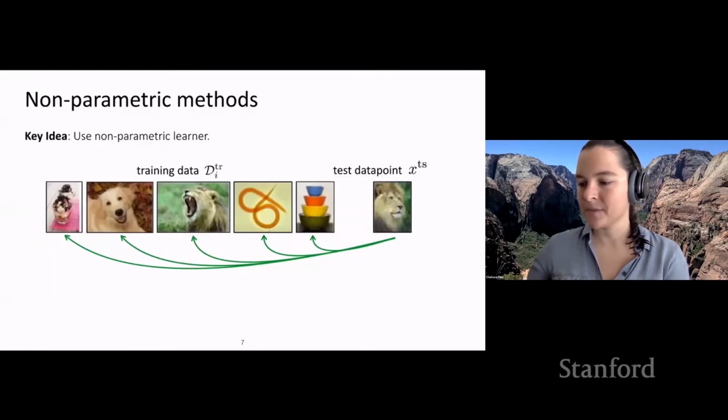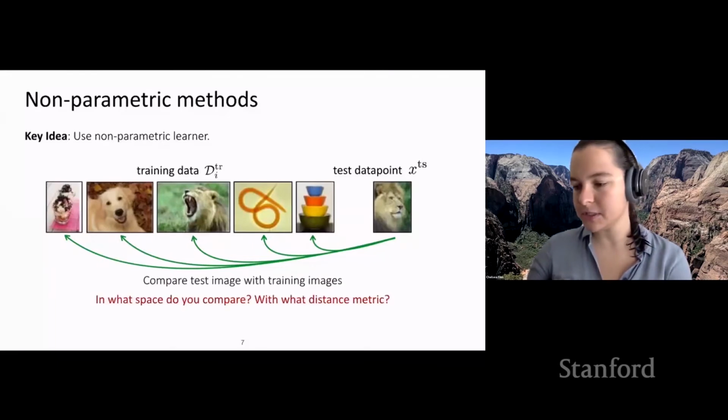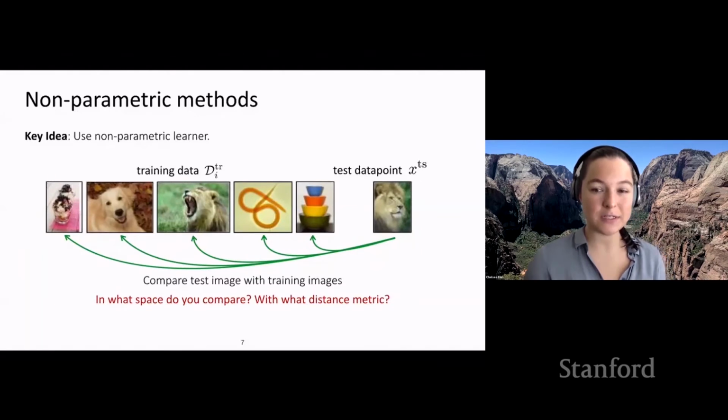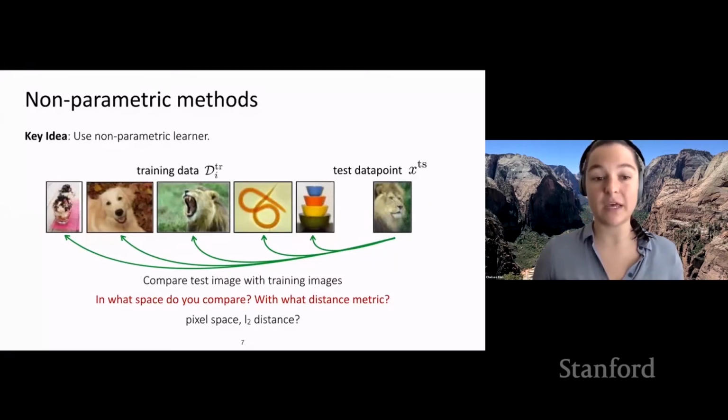Now, the idea is that we're going to be comparing our test image with our training images. An important question here is in what space do you compare, and with what distance metric do you compare? One very naive and simple idea that we might do is L2 distance in pixel space to compare images. And that's what a typical naive nearest neighbors approach would do.